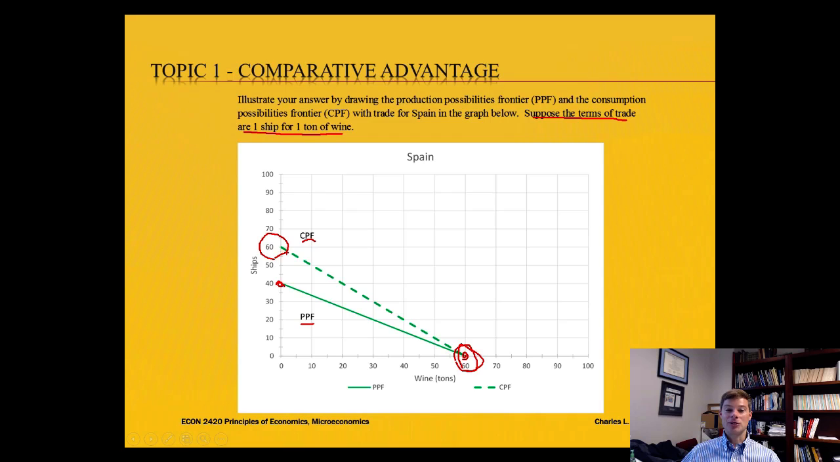Spain is able to consume more stuff, more wine and more ships, with trade from Portugal. We could draw one of these diagrams for Portugal as well, and that would show us that Portugal simultaneously is made better off with specialization and trade.